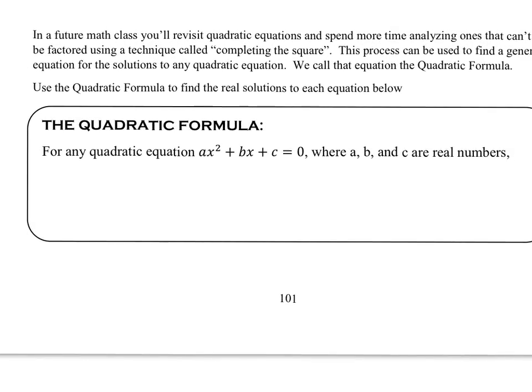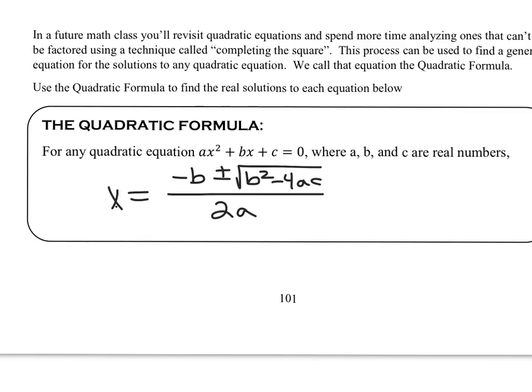All right, so first let's actually write down the formula. At the bottom of page 101, you'll notice that the equation is in standard form, ax squared plus bx plus c. The formula is this: x equals a big fraction. On top is negative b plus or minus the square root, a big square root, of b squared minus 4ac, and on the bottom is 2a. So that is the quadratic formula.